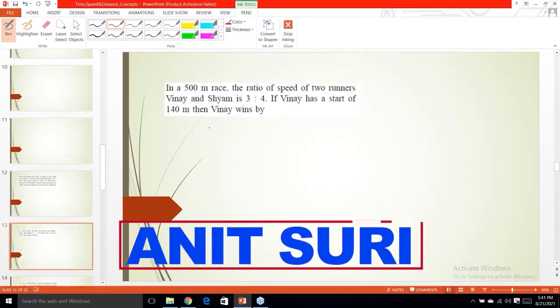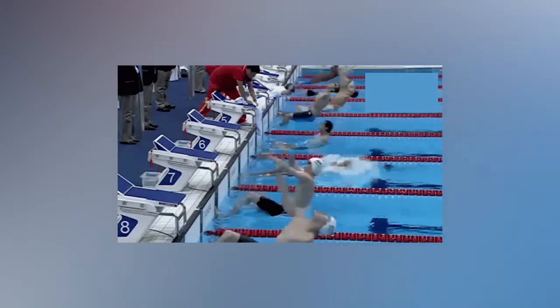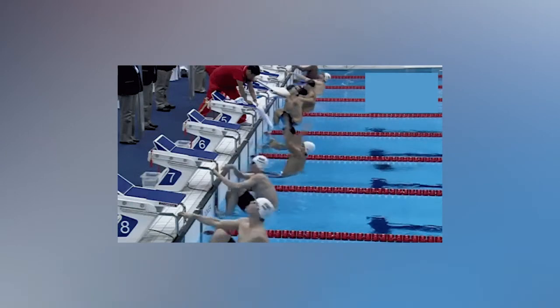See, the ratio of speed of two runners, Vinay and Sham, is 3:4. So Sham is the faster one, right? Now, if Vinay has a head start, so it's a race of 500 meters. Vinay has a start of 140, which means Vinay starts from here. This is the starting position of Vinay, and this distance is 140 meters.